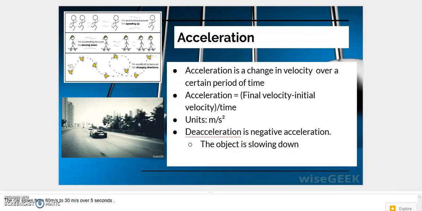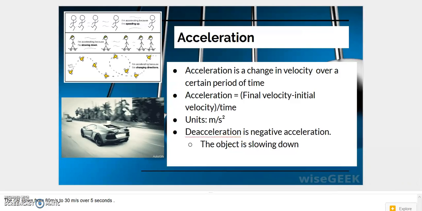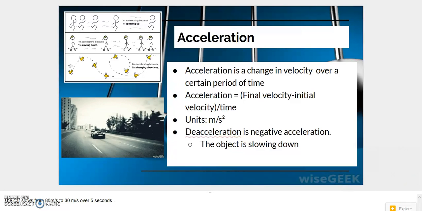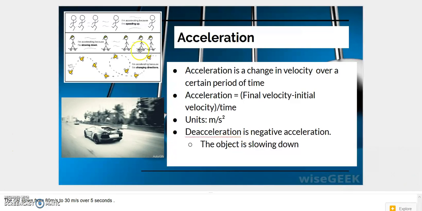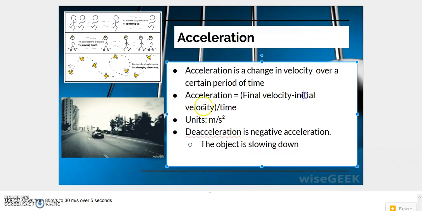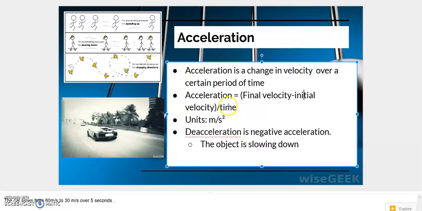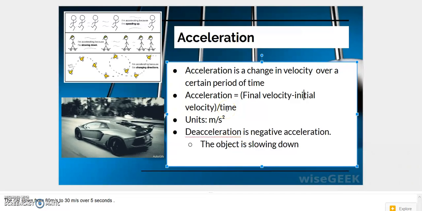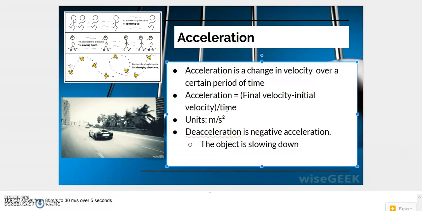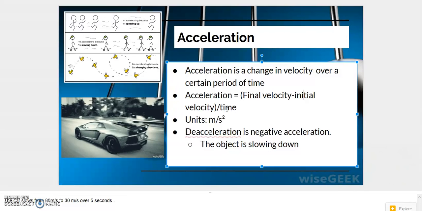Alright, acceleration. Acceleration is the change of that velocity over a certain period of time. So we could have something like final velocity minus the initial velocity, and both of that would be divided by time. If we have all those numbers, then we know acceleration. Now the units for acceleration are meters per second squared.